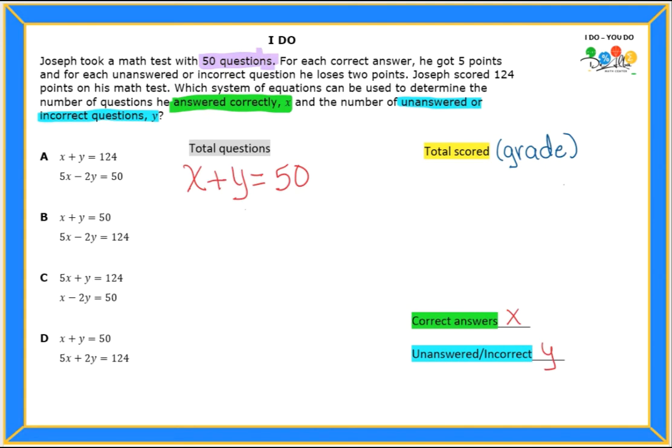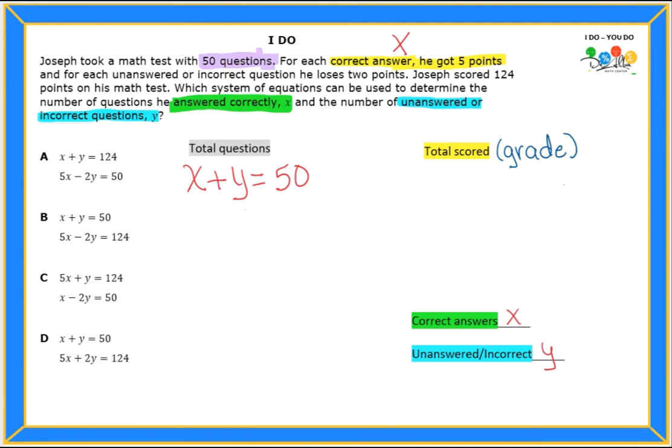Now the second one is a little bit more difficult, okay? But if we label correctly on the word problem, it shouldn't be. So let me go back after the 50 questions. It says, for each correct answer, he will get 5 points. Is that right? So right there, it says if he gets them correct, he will get how many points? 5 points. So what variable represents the correct answers? X, right? So I'm going to write down X over here. So now I can see that the 5 goes with the X. Right there, 5 and X.